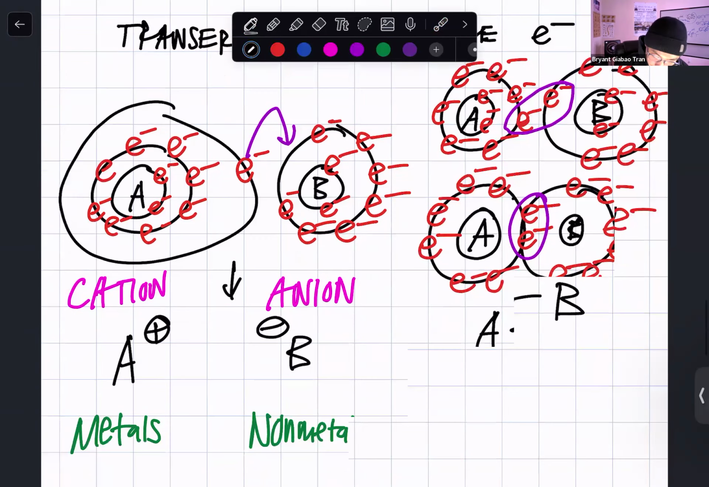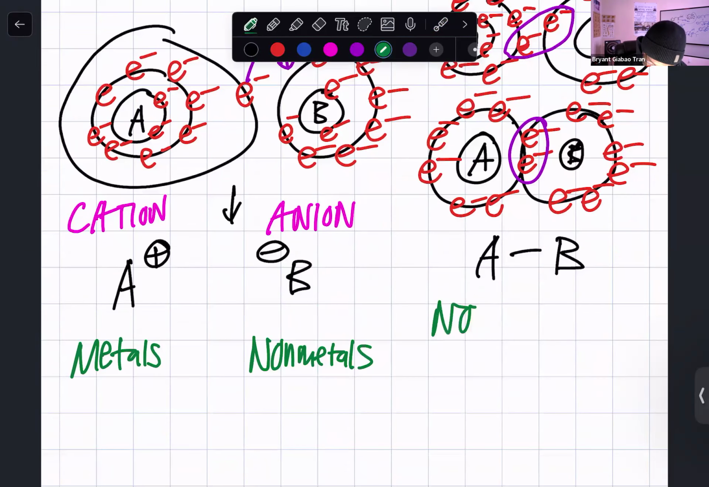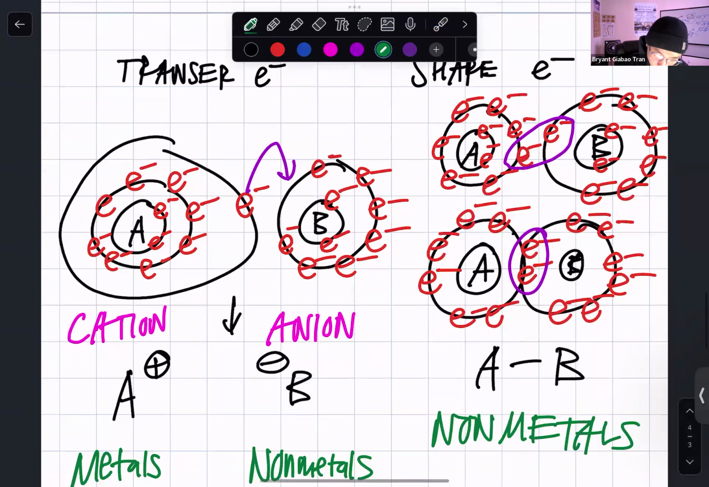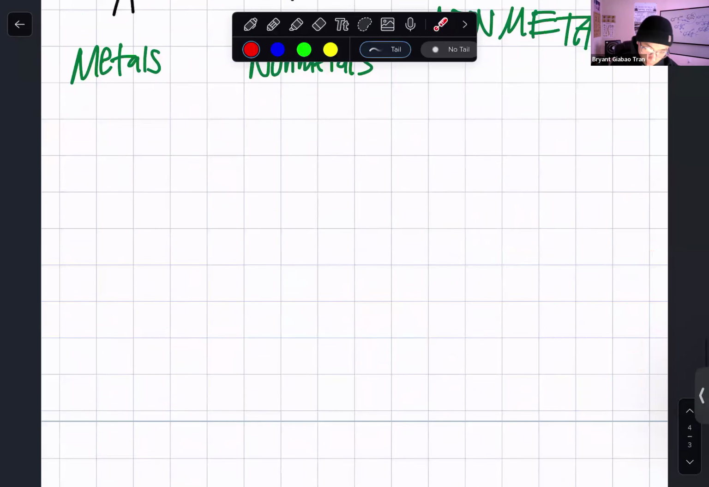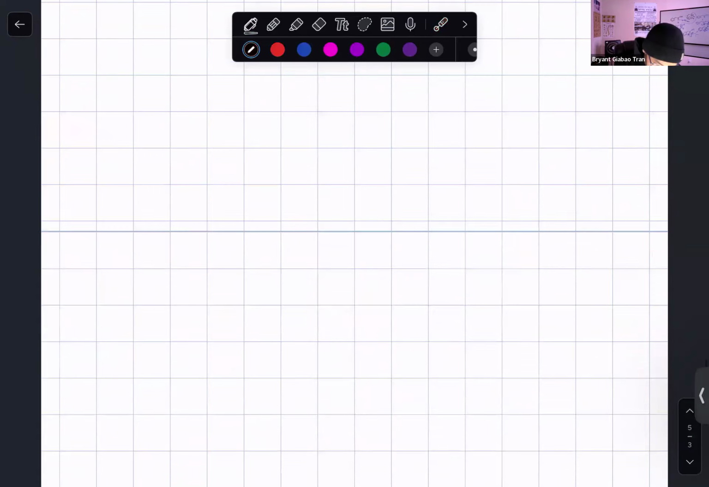So these are typically going to happen between non-metals, right? And when we go over the types of bonds, the transfer of electrons is going to be for ionic bonds. The sharing of electrons is going to be for covalent bonds, right? So let's go over that right now. Let's go over intramolecular forces versus intermolecular forces.